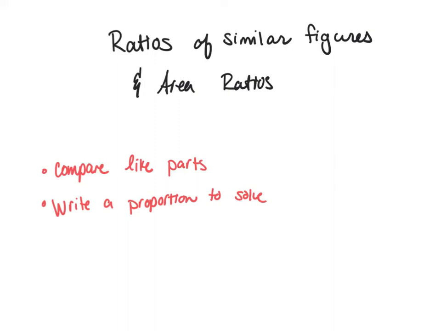Let's take a look at ratios of similar figures and the ratios of their areas. A couple general tips I have for you when we're doing this is to make sure that you're comparing like parts. And then I usually like to write a proportion to solve with my ratios because that eliminates me wondering, do I multiply, do I divide? It just makes an equation that's a little easier for me to solve, a little more straightforward.